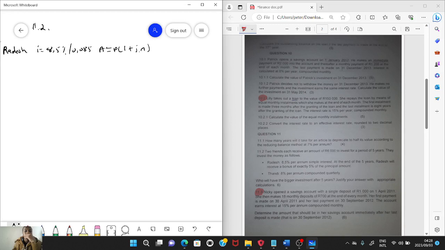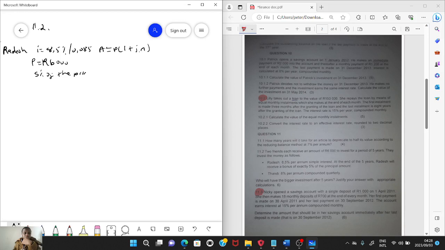That's what I know on Radesh. And I know that P on Radesh, because they've been given 6,000 each, will be 6,000. That's the only thing that I have. And then Radesh at the end is going to get 5% of the principal amount. What is the principal amount? The principal amount is 6,000.